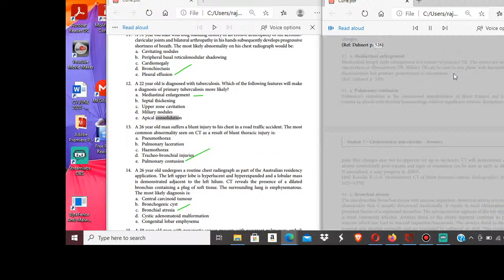P. 528. 12A. Mediastinal enlargement. Mediastinal lymph node enlargement is a feature of primary TB. The others are seen with reactivation or fibrocavitary TB. Miliary TB can be seen in any phase with hematogenous dissemination, but primary presentation is uncommon. Ref. Dähnert, P.